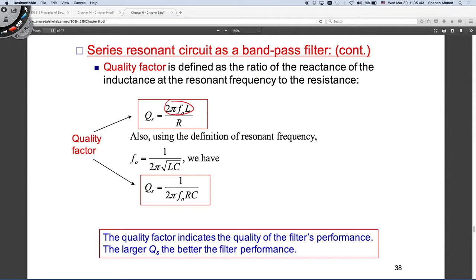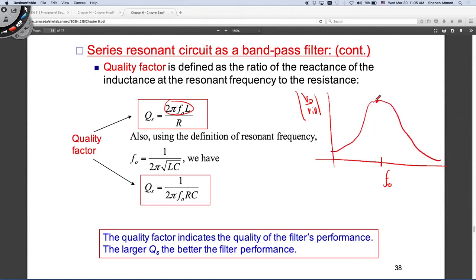So if you go back to our curves of V output over V input, right? Our objective is to maximize V output over V input at the resonant frequency. This was my resonant frequency. The objective was to maximize V output over V input at the resonant frequency, and when it's not the resonant frequency, I would like to attenuate the signal. This is my resonant frequency.